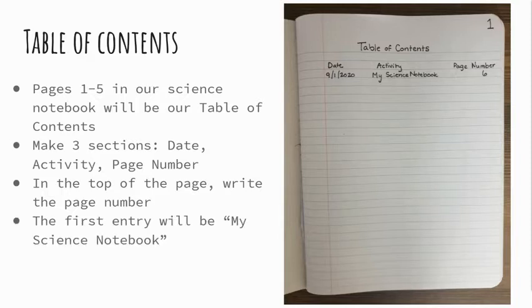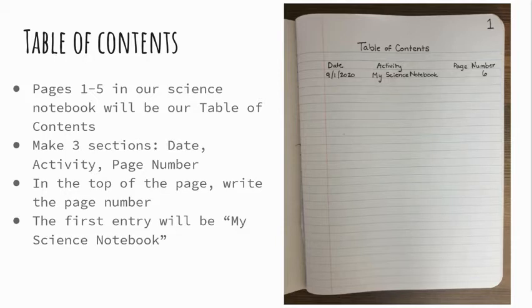The first entry we will complete today will be titled My Science Notebook. Go ahead and underneath date, write today's date, September 1st, 2020. Write the title of today's activity, My Science Notebook. This activity will be completed on page 6.